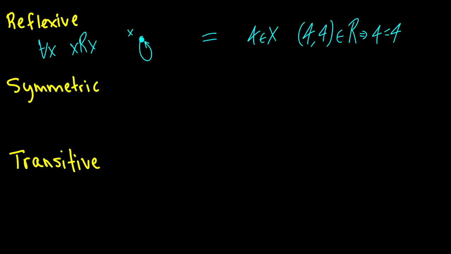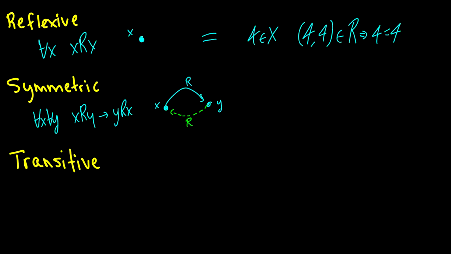Symmetry is also kind of nice. I think this is fairly intuitive. For all elements x and all elements y, if x is related to y, then y is related to x. So if we have two nodes here, x and y, if we see a relationship from x to y, then we are going to get the relationship back that y is related to x. In fact, I should denote the relations we get out of everything with dotted green lines. So if we have x and y and x is related to y, we get y related to x.